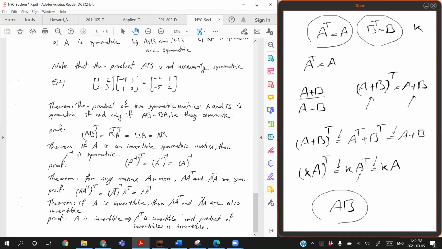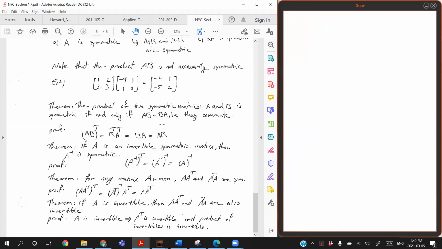Okay, next we have a theorem which adds one condition, and if you have this condition, the product will also be symmetric. So the theorem says the product of two symmetric matrices A and B is symmetric if and only if AB is equal to BA.